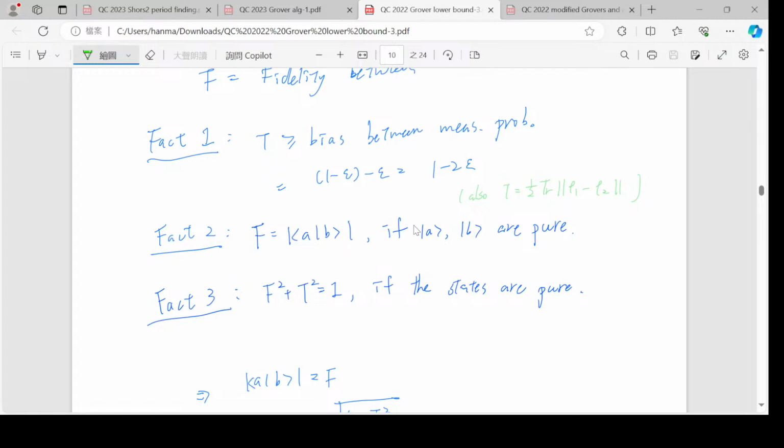And so these two factors are only when the states are pure. And when you have a mixed state, then you need a more complicated thing.